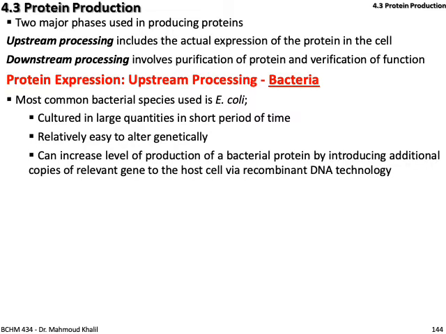The most common bacteria species used is E. coli. They are cultured in large quantity in a short period of time. They're relatively easy to alter genetically and can increase the level of production of bacterial protein by introducing additional copies of the relevant gene. So you can introduce in the bacteria not a single copy of a gene, you can introduce multiple copies of genes, to make sure to have multiple copies of protein translated.